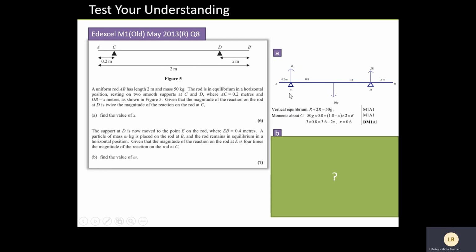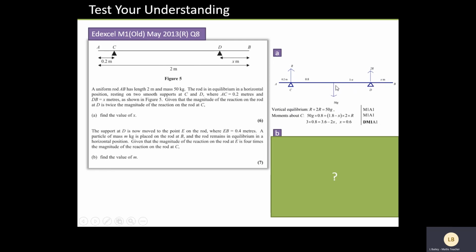In this particular question, they've taken the moments about C. Don't need to worry about that R there because it's going through the line of action. So all I've got is going in a clockwise direction, I've got my 50G times the distance of the line of action of the force, the perpendicular distance of 0.8. And then going in an anti-clockwise direction, I've got my 2R.